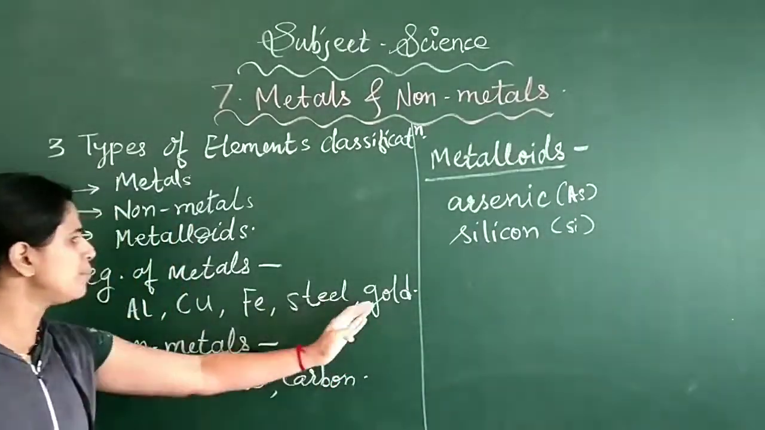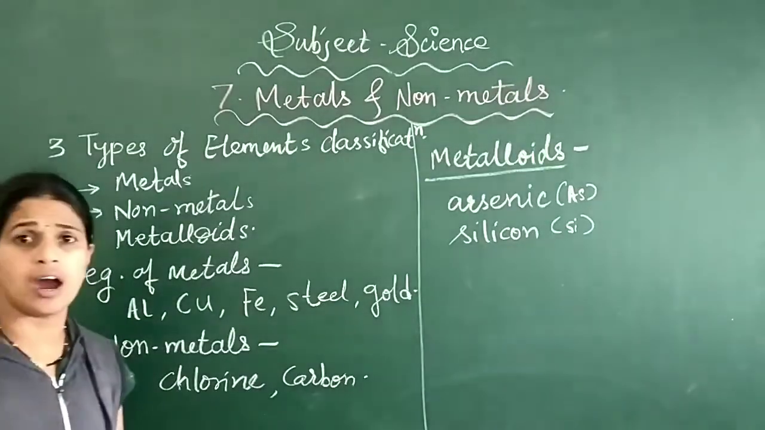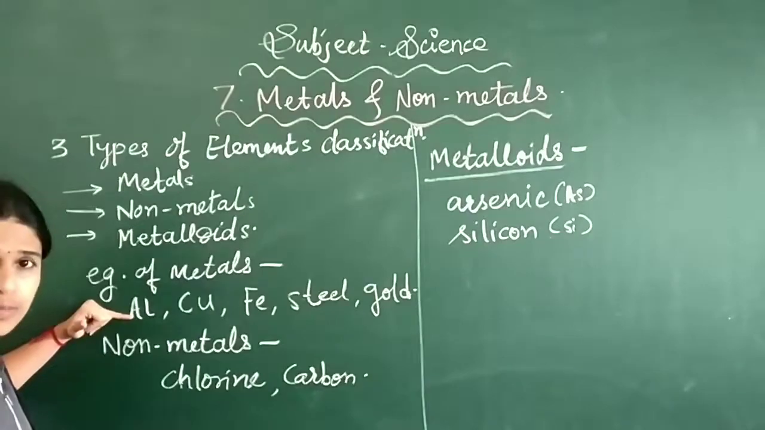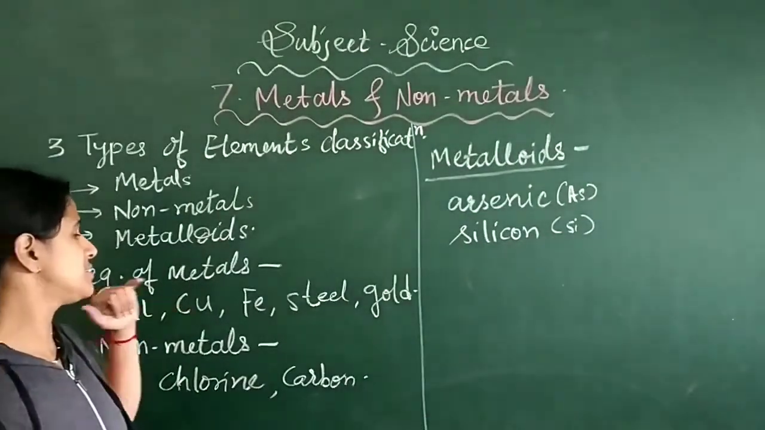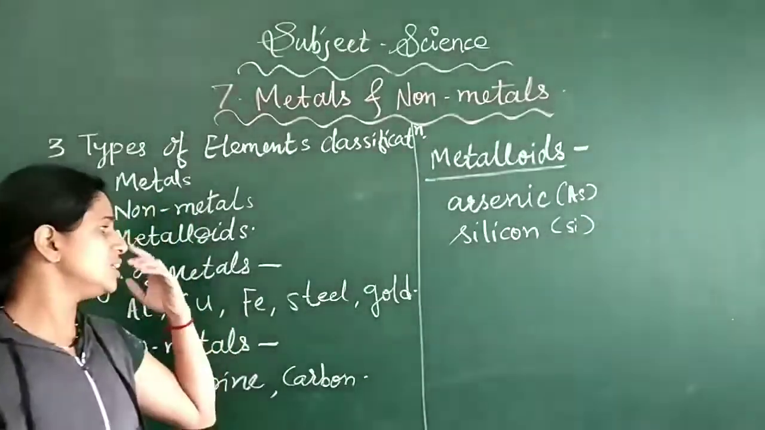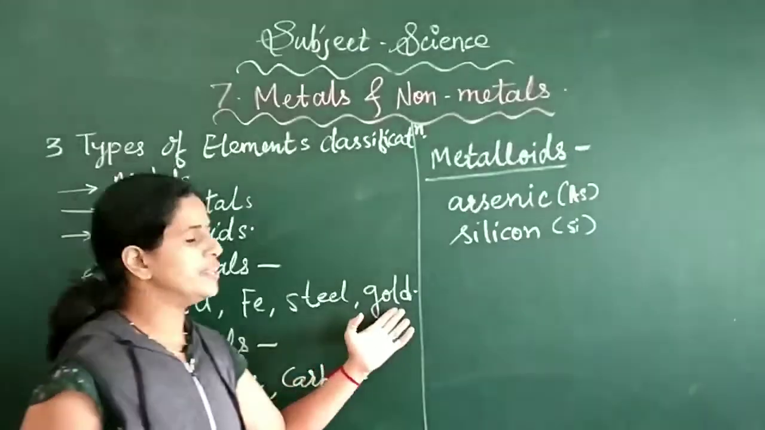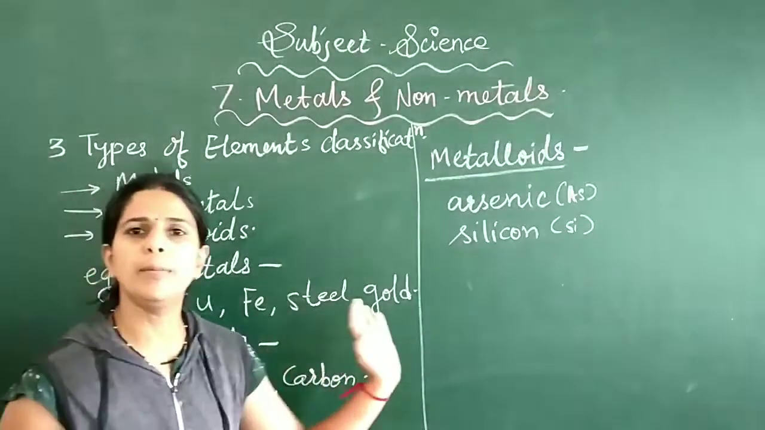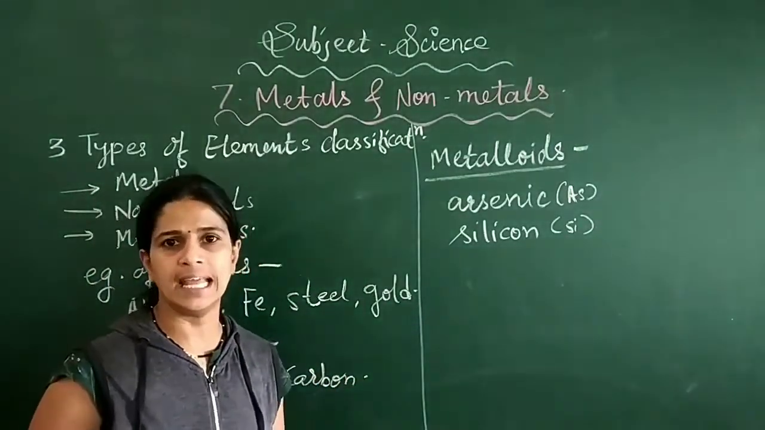These are all metals we use in our day-to-day life, right? You are very well known about aluminium utensils, copper utensils, then iron utensils, steel and gold, that is the ornaments we are using. Okay, these are some names of the metals that we are using daily.